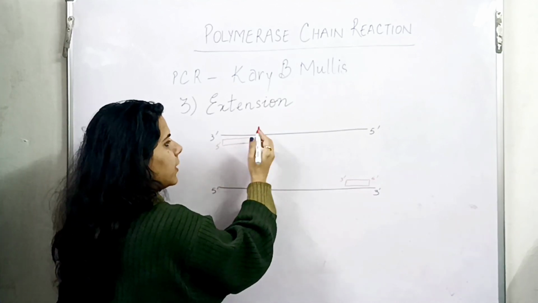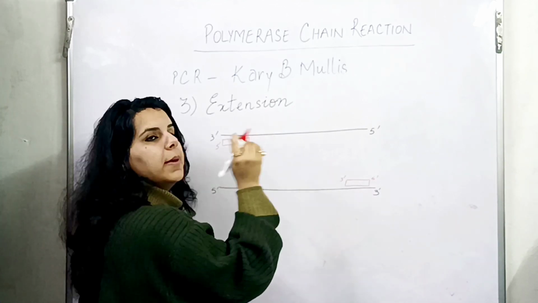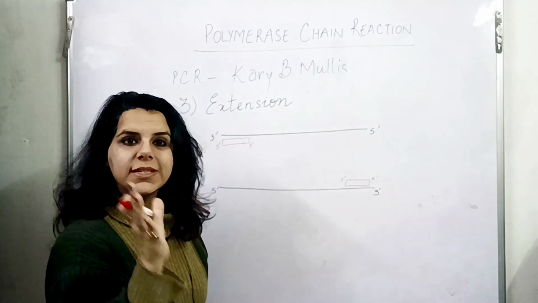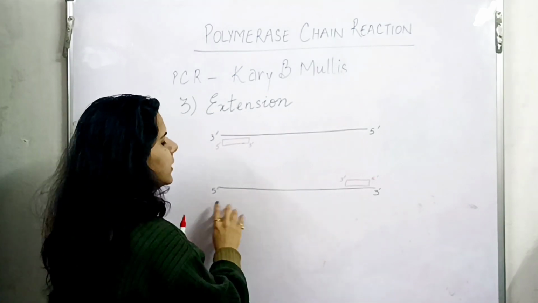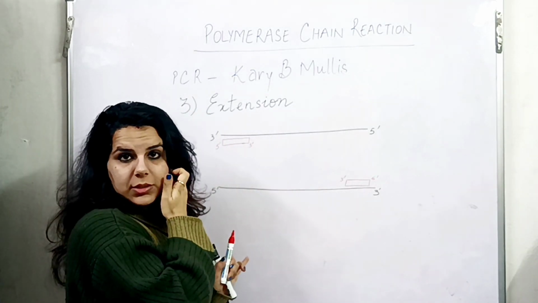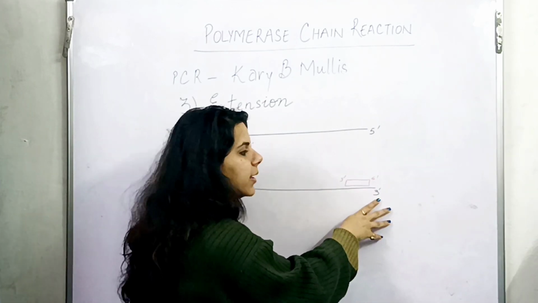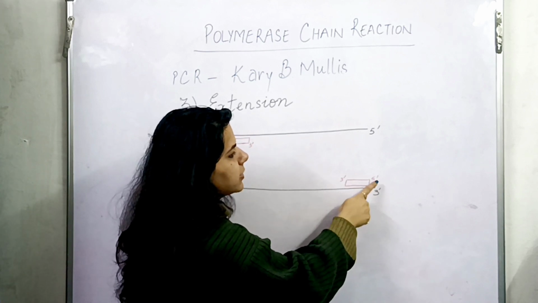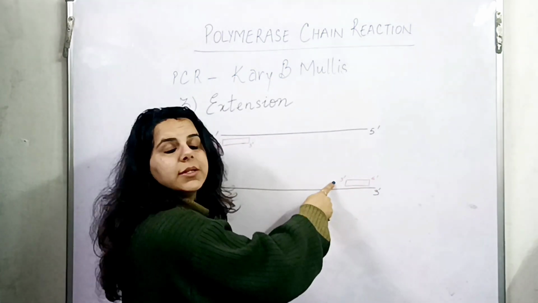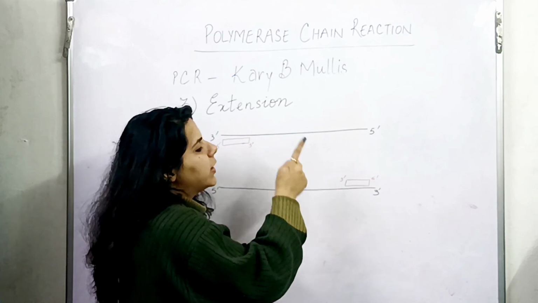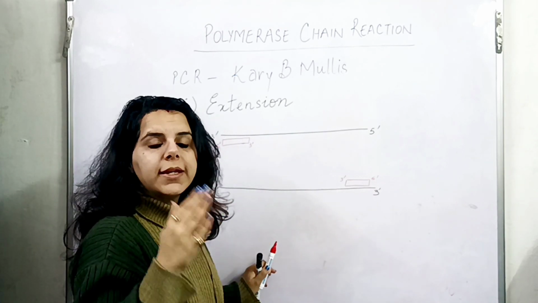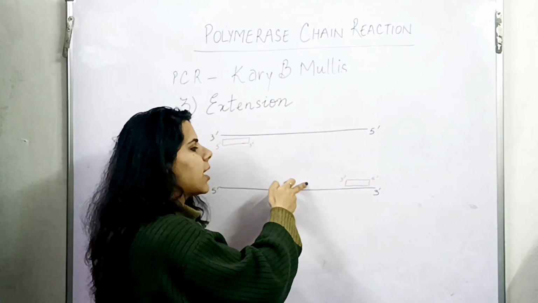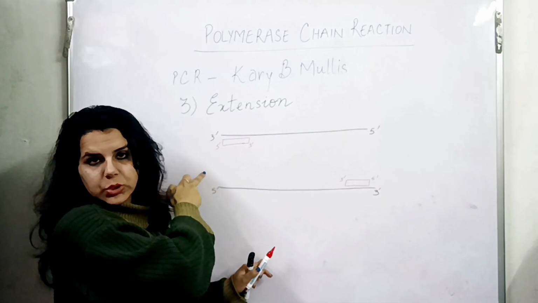Now this is the 3' end upon which new nucleotides will be added in the step that is called extension. Similarly, this is the other separated strand and its 3' end is here. And look here carefully, this RNA primer has its 5' end over here and 3' end on this side. So whatever nucleotides get added will be added onto the 3' end, and this is how it is going to extend in this direction, right?